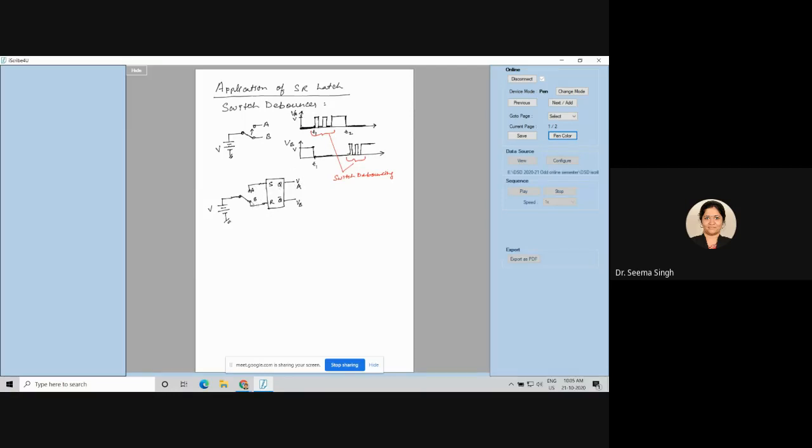Initially, it was at B. Let us take this diagram only. Initially, when it was at B, it was easily keeping it as reset state and VB was high and VA was low. Now, from B, when it went to A, it became set state and this high thing came. Now, at this moment, when it debounced from here, it was somewhere in between.